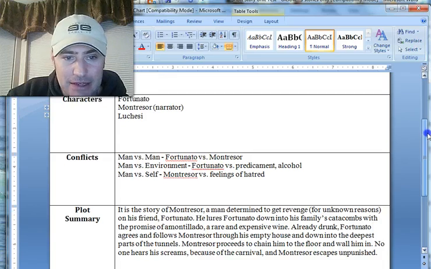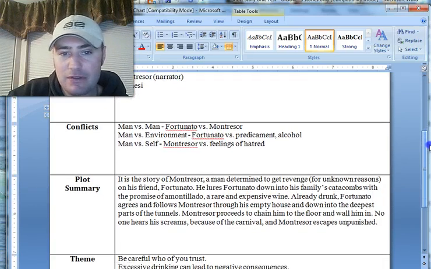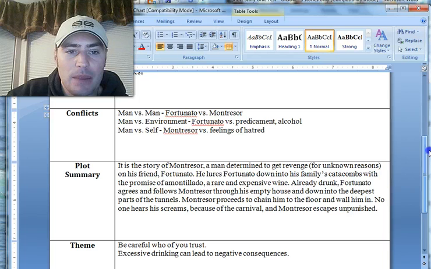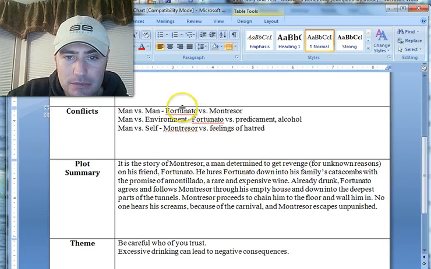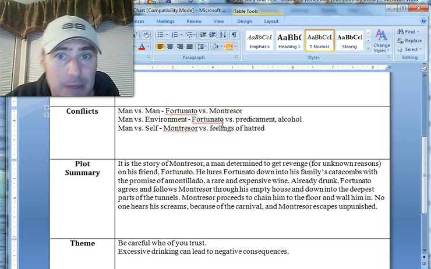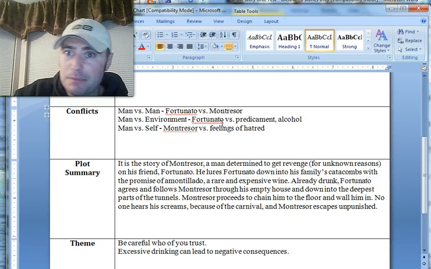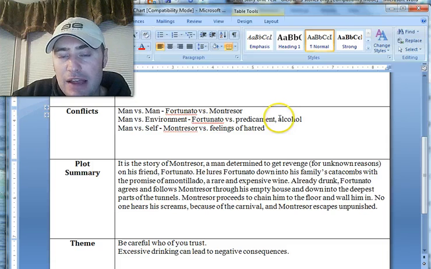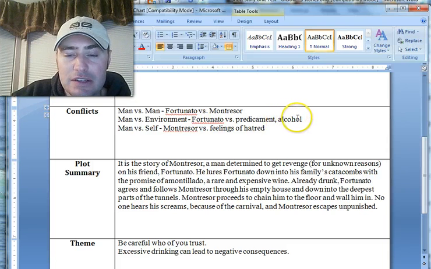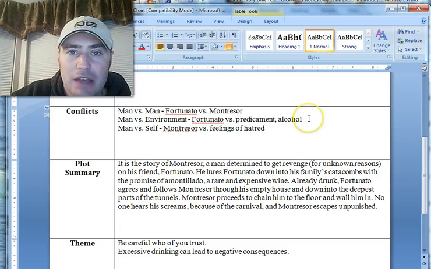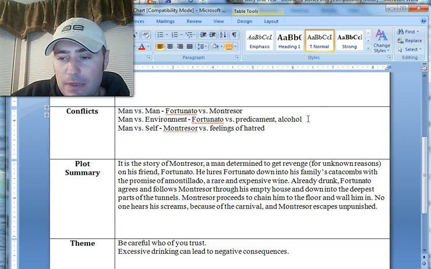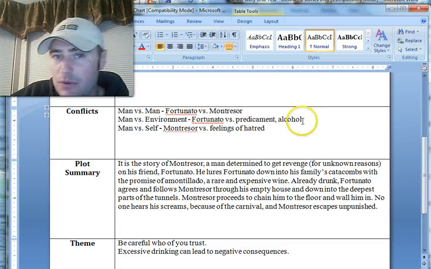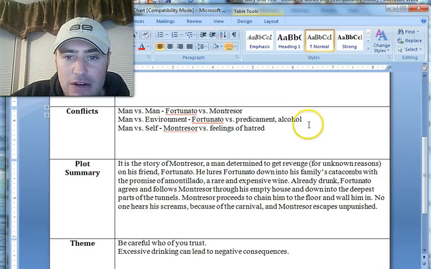Next up, I've got conflicts: man versus man, obviously Fortunato versus Montresor; man versus environment, and Fortunato in his predicament in the environment, being in this guy's basement, right? And I think the influence of alcohol is indeed an environmental conflict, right? There are surroundings, there are situations, and everything is thrown off for Fortunato.